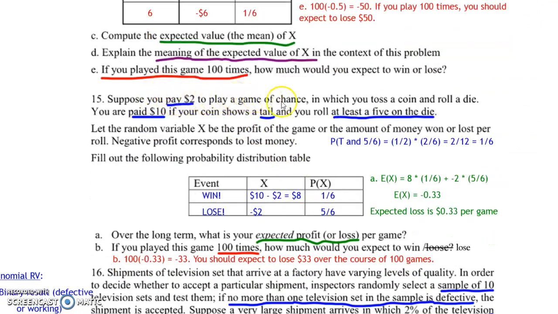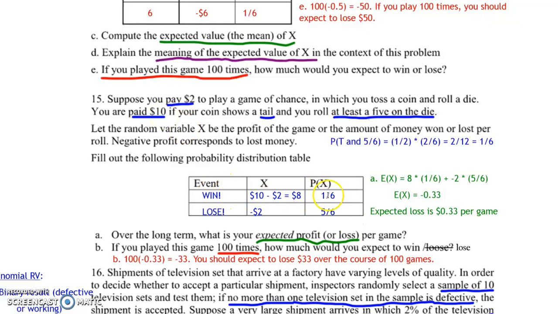You're paying $2 to play a game of chance. This is going to come in really important soon. It says you're paid $10 if your coin shows a tail. So you say to yourself, oh, I win $10. Well, not really, because you paid $2 to play the game. So the payout isn't $10. It's 10 minus 2, which is $8. Again, you paid $2 to play the game. You lost that money regardless. You're only given back $10 if you win.